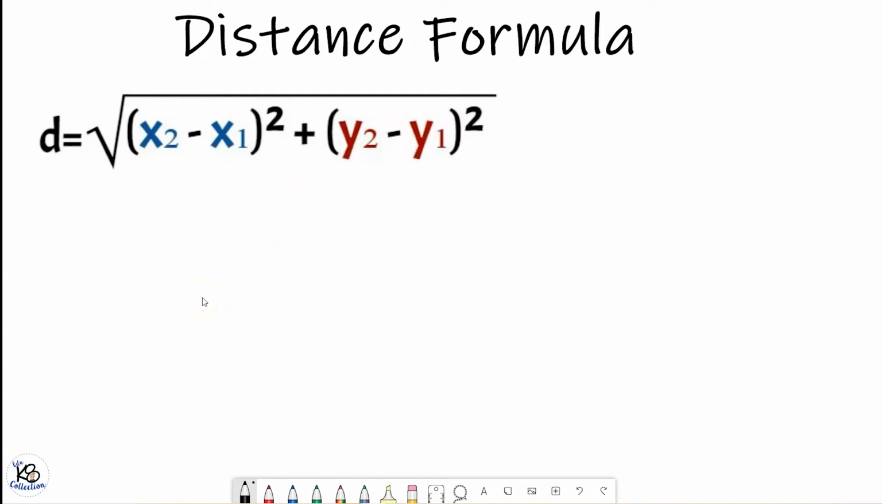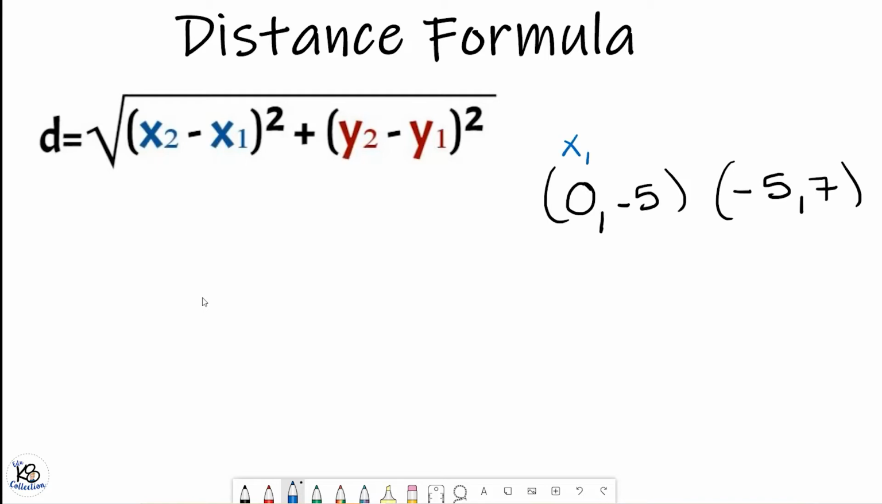So let's say, for example, I'm given the points (0, -5) and (-5, 7). So I want to know what is the distance between these 2 points by using this distance formula. First, I need to identify my x1, x2, y1, and y2. So the 1 and the 2 are referring to the first and second point. So I know that x comes first in every point, which would mean 0 is x1 and -5 is x2.